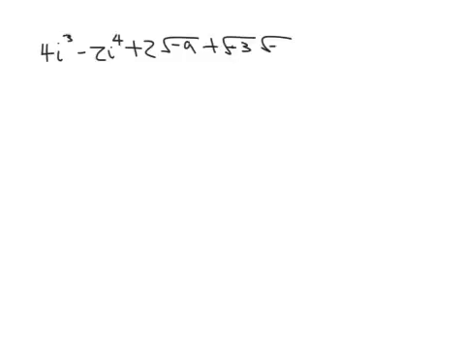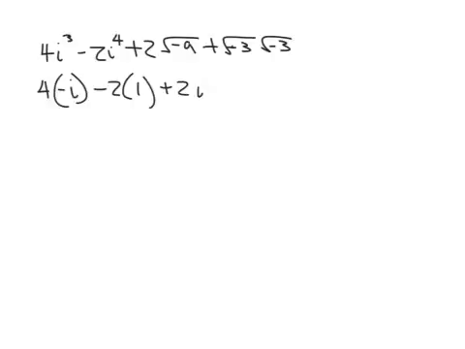Alright, let's look at 64.4. We have 4i cubed minus 2i to the 4th power plus 2 square root of negative 9 plus square root of negative 3 times the square root of negative 3. I'm going to use a couple steps here. First of all, you should have written in your book what i cubed is. And i cubed is actually negative i. And i to the 4th is actually a 1. That should be in the front of your book.